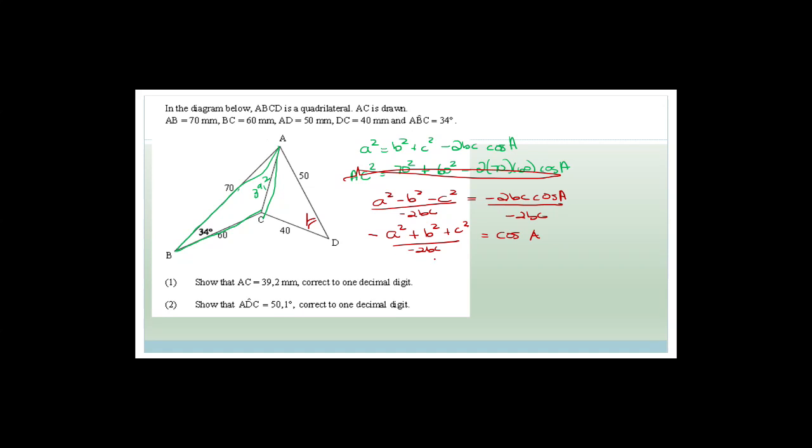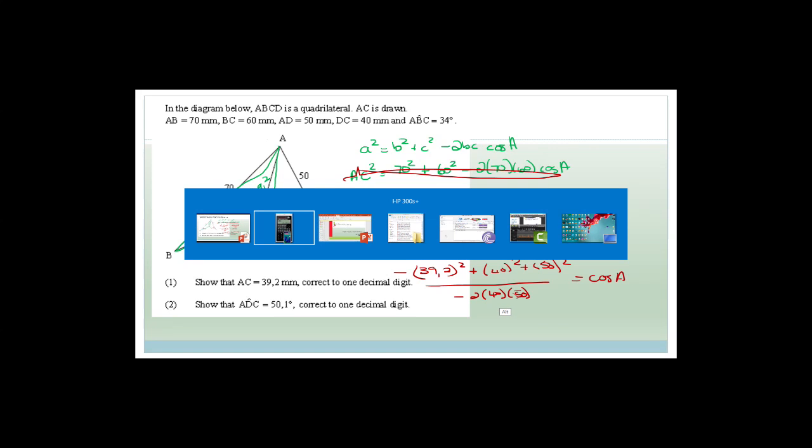Right. So now what we need to do is substitute in. The a is the one that's opposite the angle. So that's going to be negative 39.2 squared plus 40 squared plus 50 squared, all divided by negative 2 times b, which is 40, times c, which is 50. And then that is all equal to cos A. So then obviously we have to use second function cos on this. Okay, so let's get out our calculators.